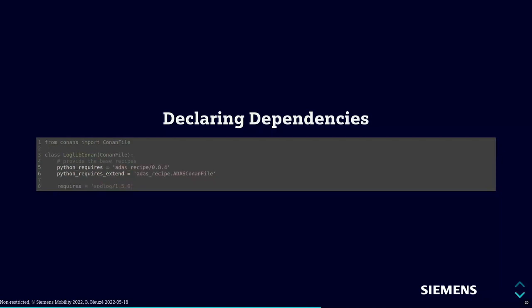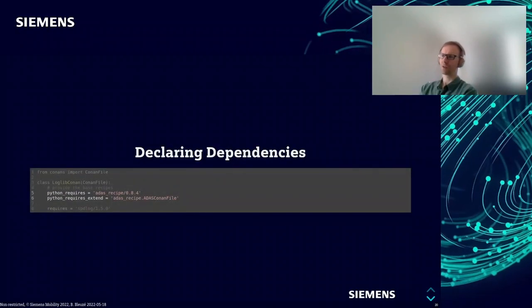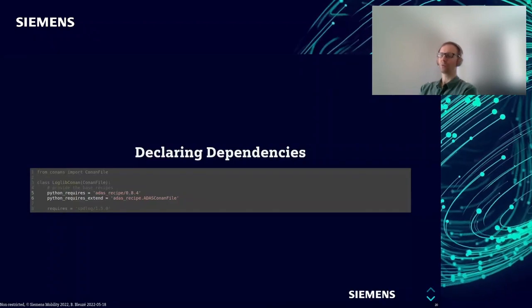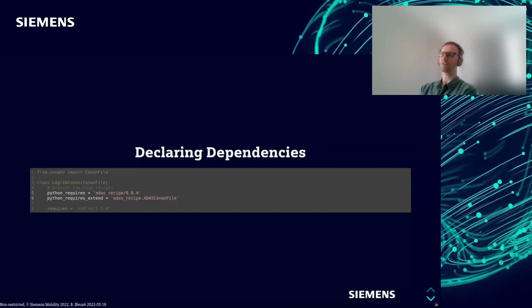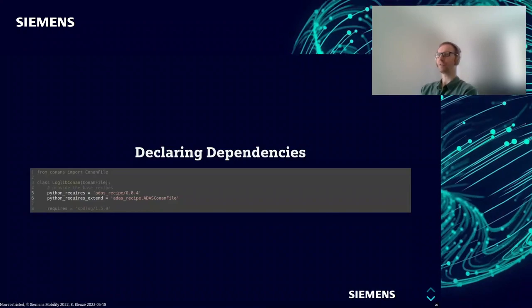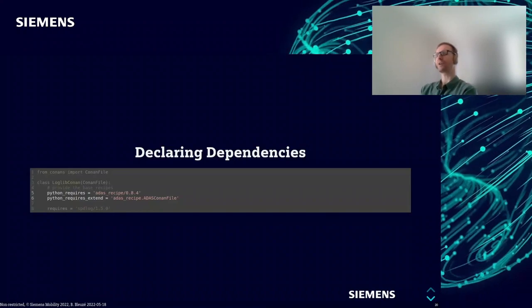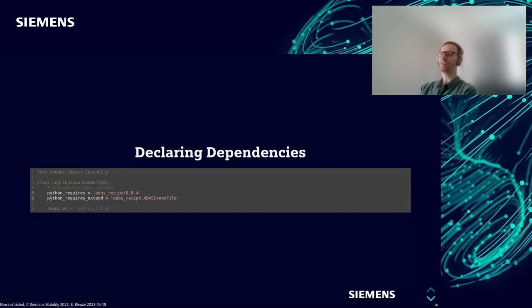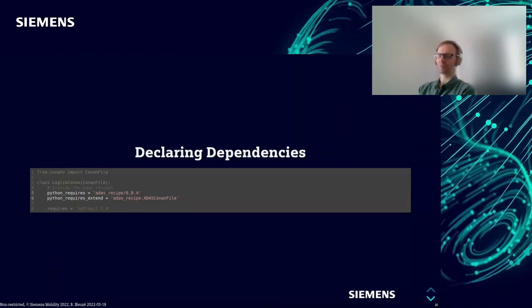And here we have another type of dependency, how to inherit from other Conan file recipes. So this is a recipe, and here I'm stating that on line 5, we are also depending on a Conan package called ADAS recipe with version 084. This means we also get a Conan package that contains a recipe here, and we use the second line, line 6, Python require extend, saying that we extend a class ADAS Conan file from that package.